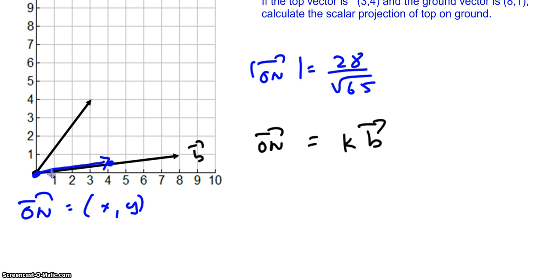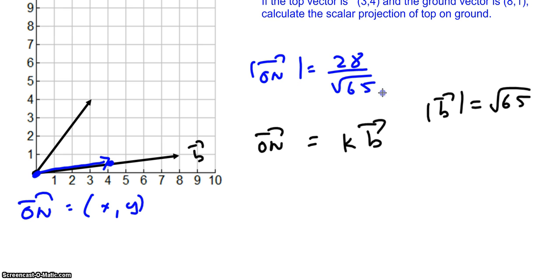Well, we can find the magnitude of the black vector and see what the proportion is to find this k value. So what we're going to do is find the magnitude of B. The magnitude of B, using the Pythagorean theorem, is going to be root 65. So what we can do is find the proportion.